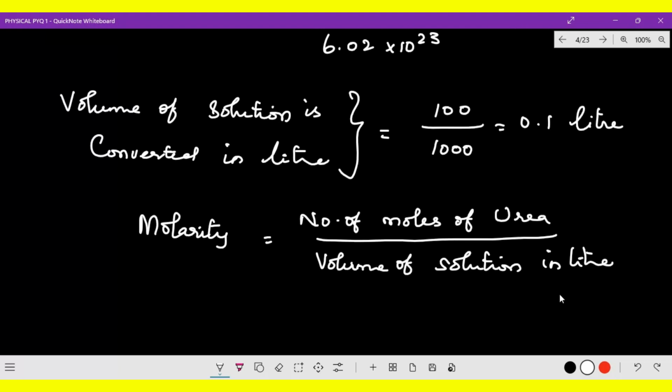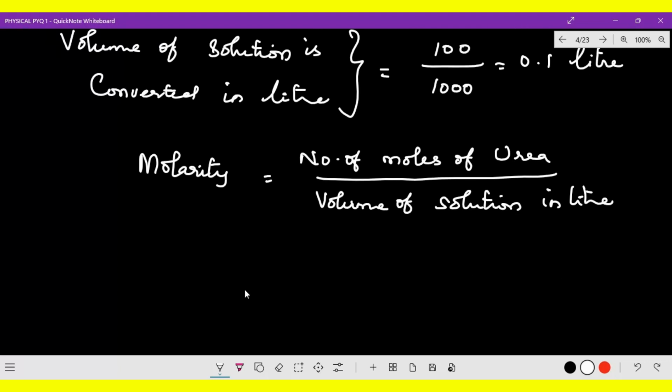Right? So here the number of moles of urea, how much we have got, 1 into 10 to the power of minus 3 moles, divided by the volume of solution in liter, 0.1. So here you will get 0.01 M, capital M.